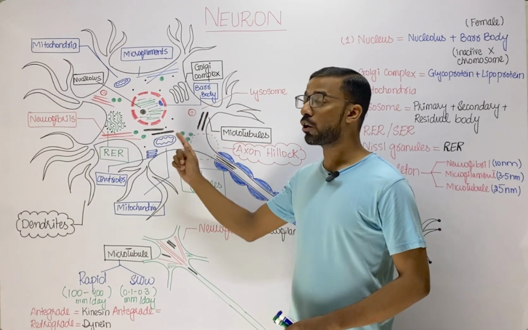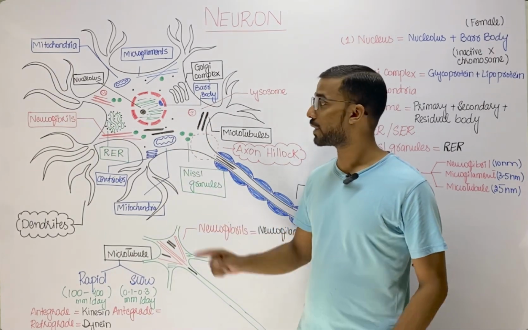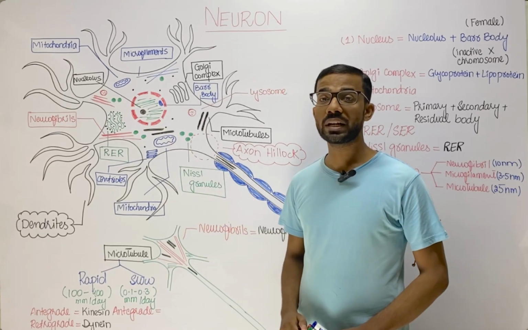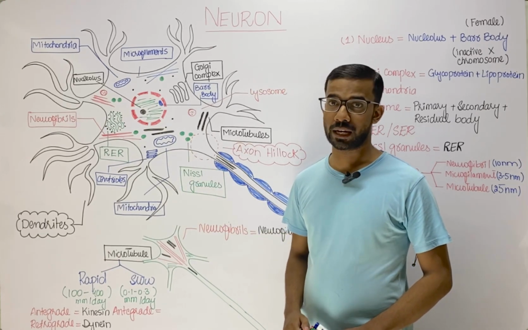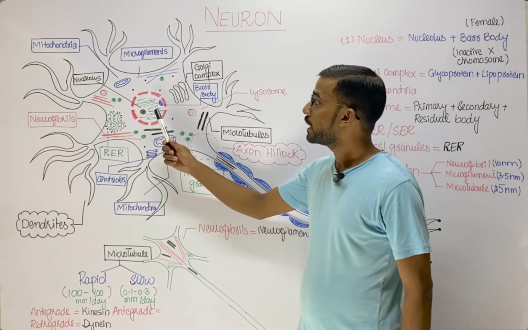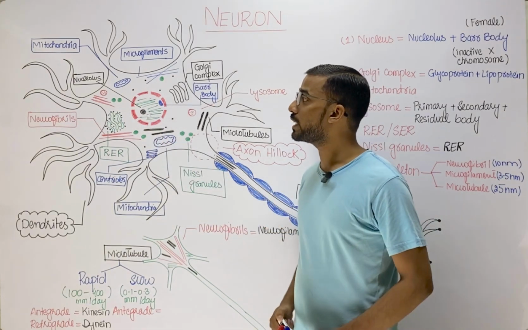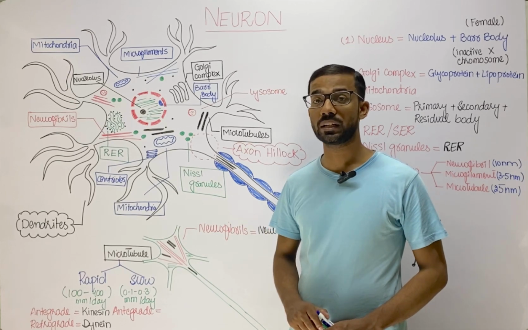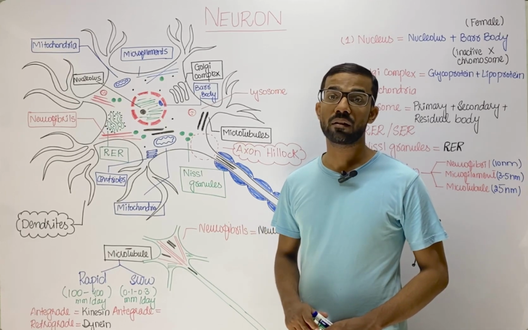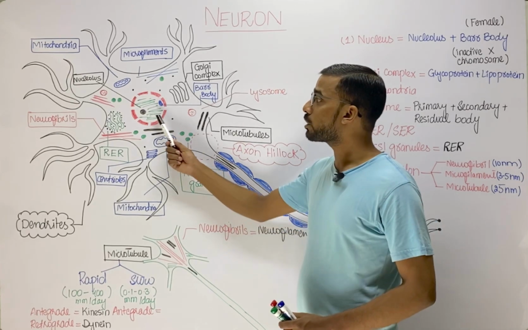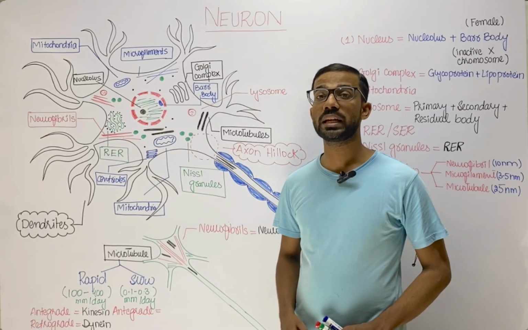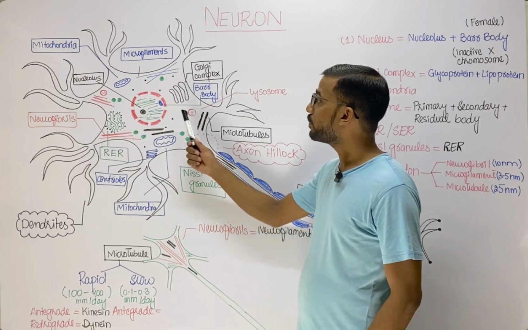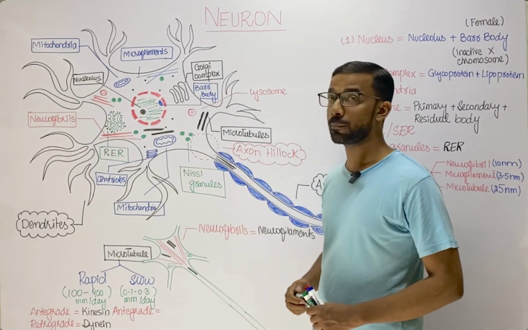So the first and most important component present in the cell body is the nucleus. The nucleus is a double-enveloped organelle, and the most important component in the nucleus is the nucleolus. That is the most important factor that assembles the ribosomes. Inside the nucleus, you will also see the presence of genetic material like DNA, and along with that, you will also see the Barr bodies.